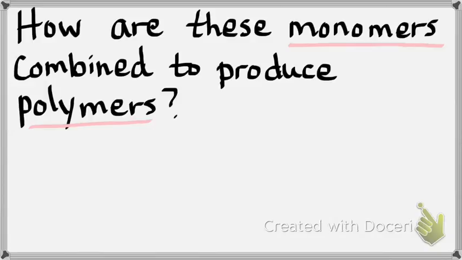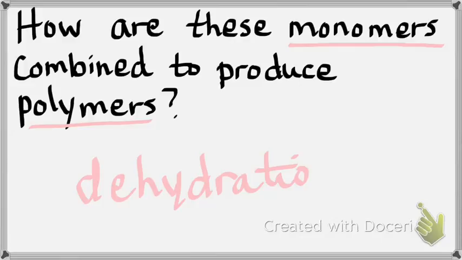How are these monomers, like amino acids, combined to produce polymers? Well, it's a kind of chemical reaction where one thing is hooked to the next thing to make something bigger plus water. What do we call that? Hydrolysis. Dehydration. And again, page 33 is a good page to reference, but it's repeated over and over in all the visuals in the lab.